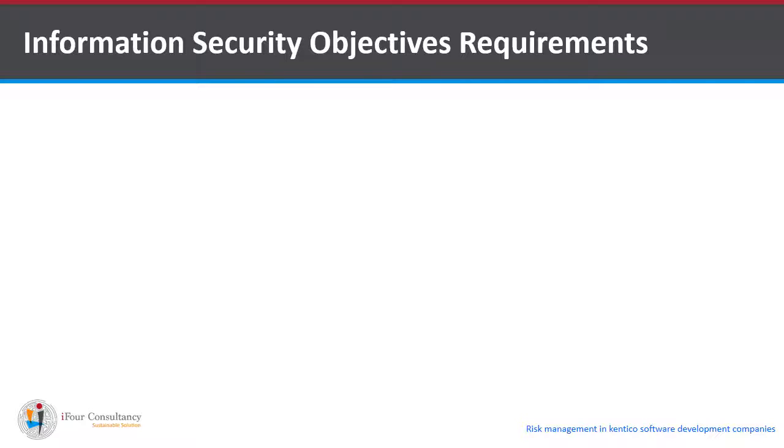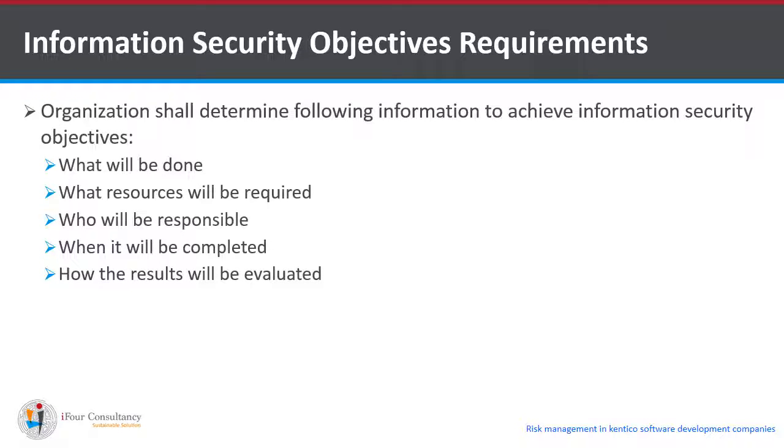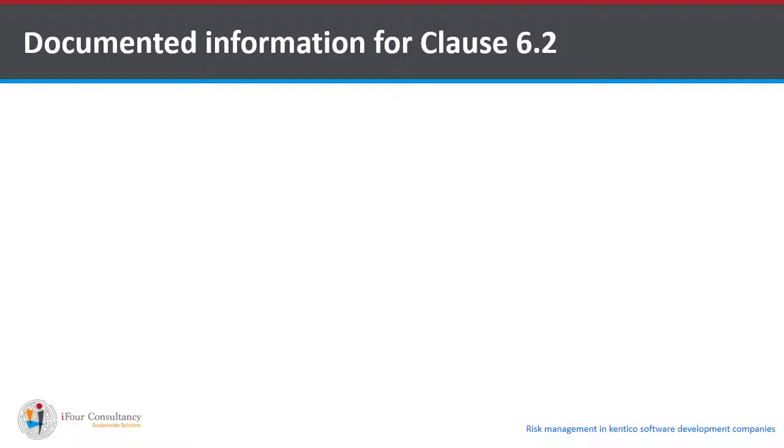Now, what are the basic requirements for these information security objectives? These are some of the requirements that are listed out. First, what will be done? Then, what resources will be required? Who will be responsible? Then, when will it be completed? And how will the results of this process be evaluated? These are all the requirements for information security objectives.